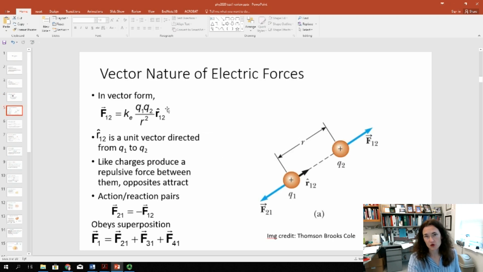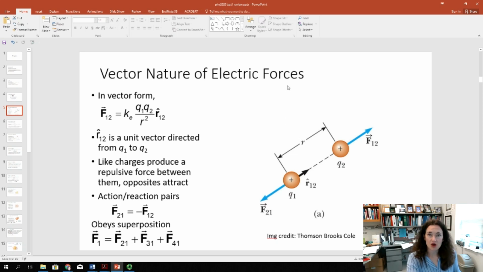Now, this is of course a vector. Force is a vector. So the direction of the Coulomb's law force will be along the line connecting the centers of the two charges. And then of course, if they're like charges, they repel. So that means that the force lines would point away from one another, as shown here in the figure. If you have a positive and a negative charge, then it's an attractive force, and they point towards one another.